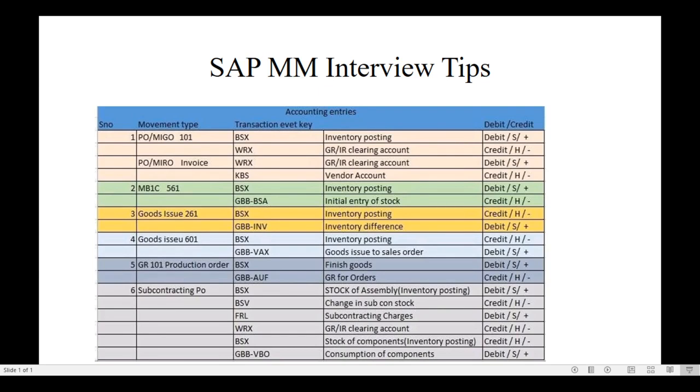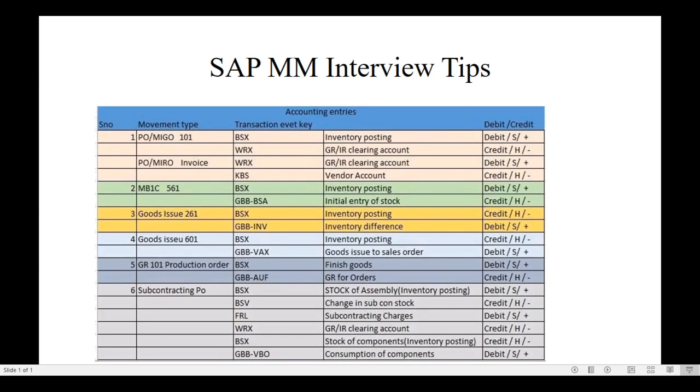Then initial stock entry 561, MB1C. The transaction event keys are BSX debit, GBB credit. And goods issue against goods issue 261 movement type. The 201 is for cost center, 261 for production. The transaction event keys are BSX credit, GBB debit.